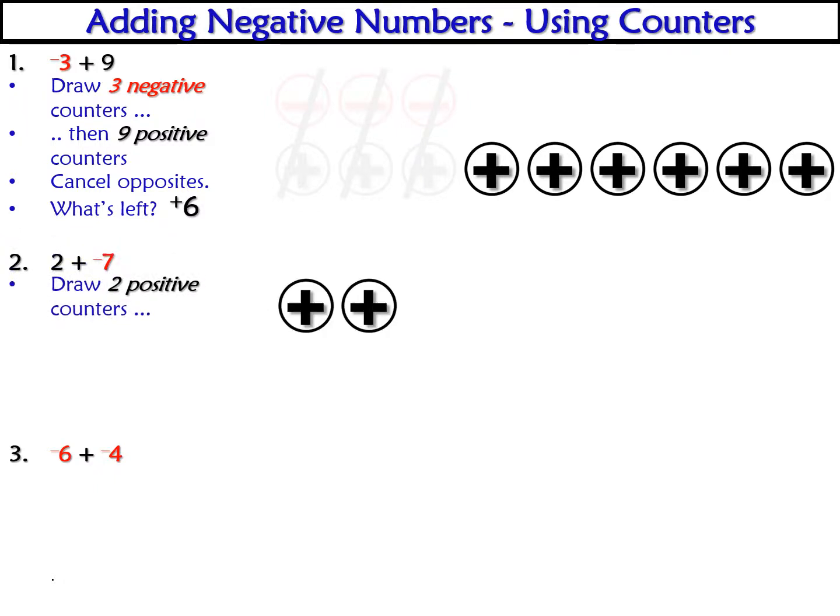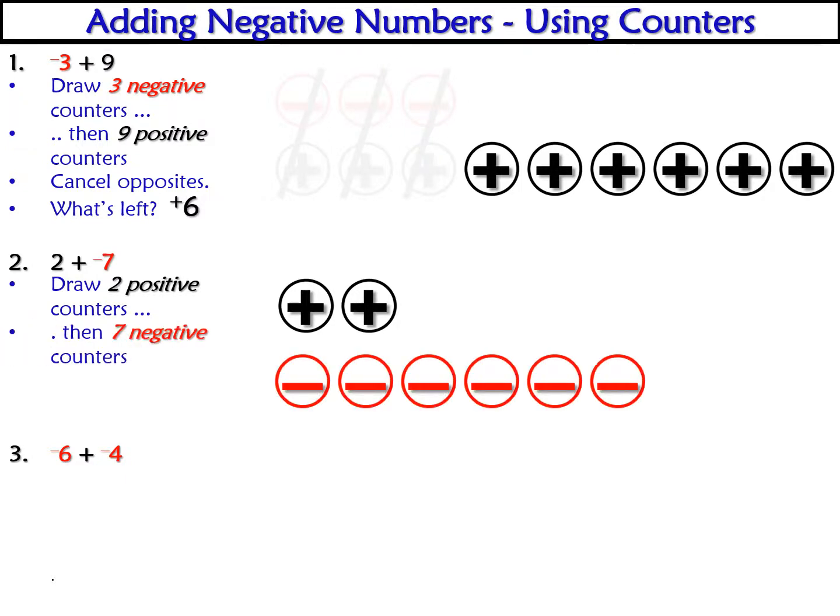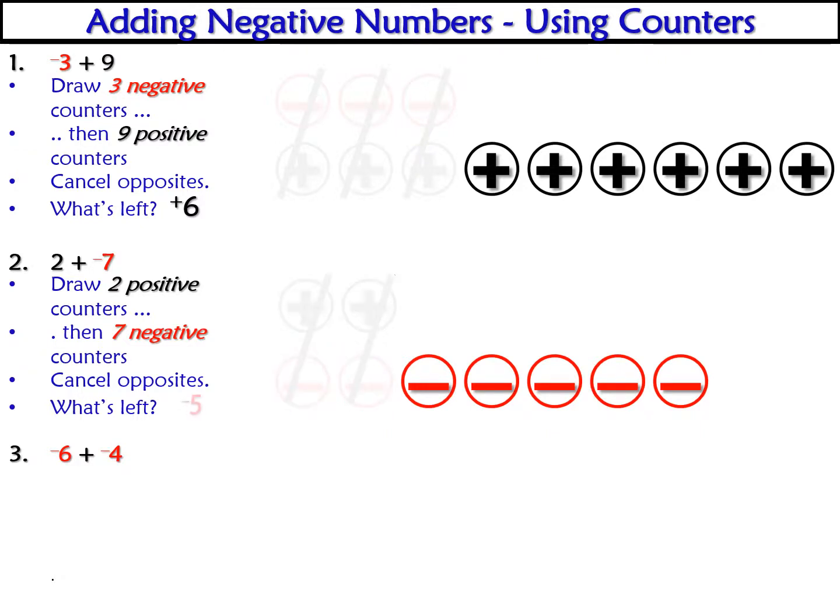We're going to model that first value of 2 with 2 positive counters. And then we're going to model that second value of negative 7 with 7 negative counters. We're going to cancel our zero pairs and then examine what's left. Well, what's left are 5 negative counters, so it must be that the answer is negative 5. Let's look at example 3.